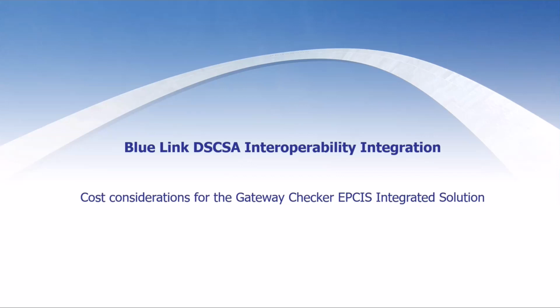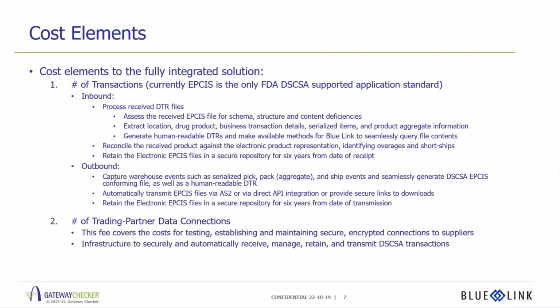So cost considerations, well, what are the cost elements to take into consideration? Well, the actual APIs that we integrate with Gateway Checker do have a cost associated with them. And that cost is based on tiers. So we have a number of transactions tier where a transaction is considered either an inbound transmission of one of those EPCIS files or an outbound transmission of one of those EPCIS files.